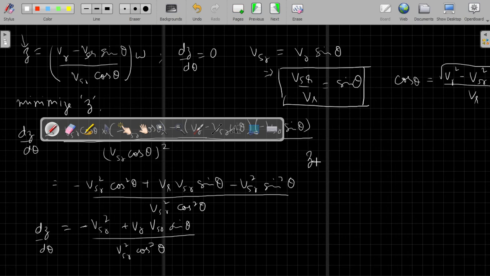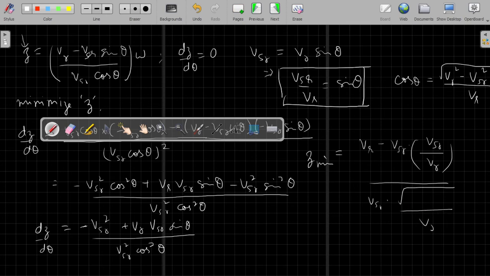Let us try to find what would be the minimum drift. The drift in the previous case was 0, since the vector components were cancelled out completely, but they won't be 0 in this particular case. So this value would be VR minus VSR into the sine theta, which is VSR divided by VR, divided by VSR into the cos theta, which is square root of something divided by VR, and this whole is multiplied by the width of the river, that is W.